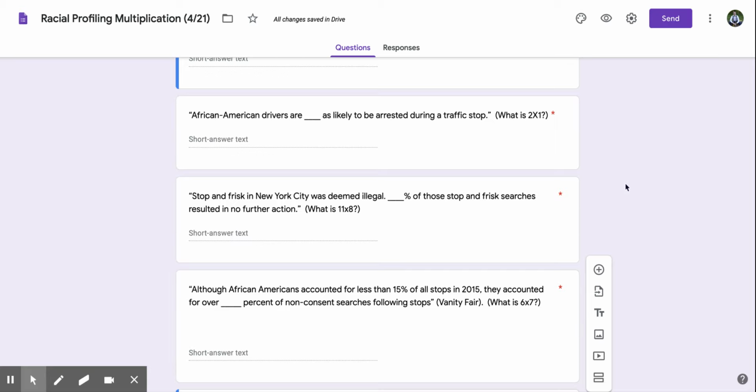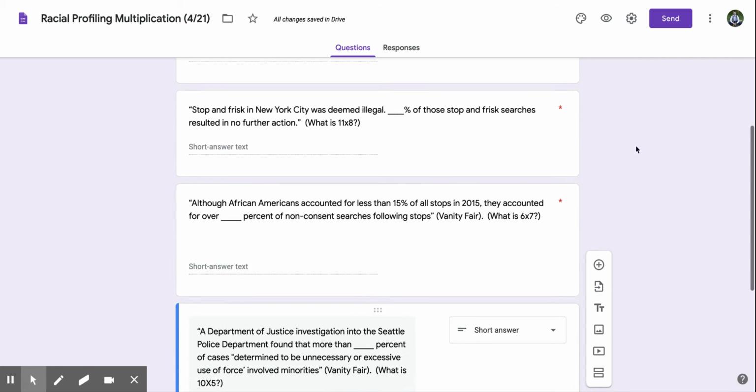So the first one is a quote: African American drivers are blank as likely to be arrested during a traffic stop. And then, in parentheses, what is 2 times 1? So you're going to solve that math equation, and that is the answer. Once you do that, you can write your answer in and then plug it into the quote and read it back. Next, we have: stop and frisk in New York City was deemed illegal. Blank percent of those stop and frisk searches resulted in no further action. And what is 11 times 8?